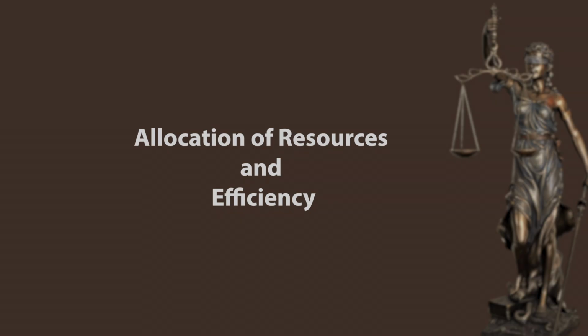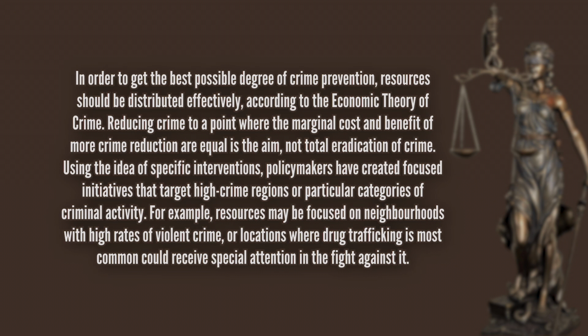Next is the point of allocation of resources and efficiency. In order to get the best possible degree of crime prevention, resources should be distributed effectively according to the economic theory of crime. Reducing crime to a point where the marginal cost and benefit of more crime reduction are equal is the aim, not total eradication of crime.